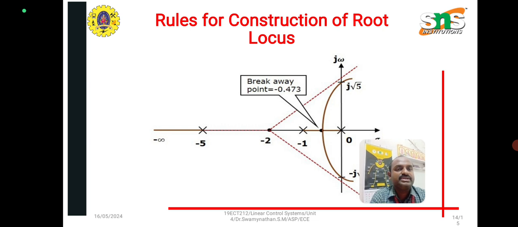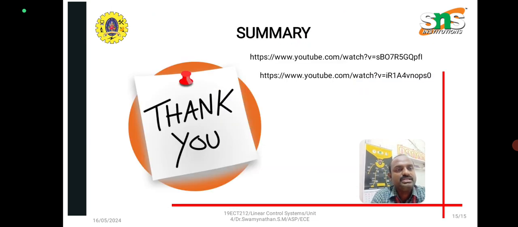So based on this, you can find the breakaway point as 0.473. Then you can mark this breakaway point. And these are all the important things you need to consider for the root locus method, that is, the root locus rules.